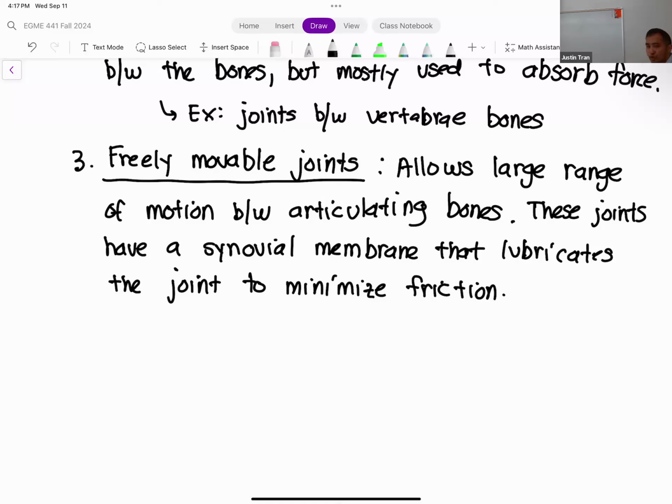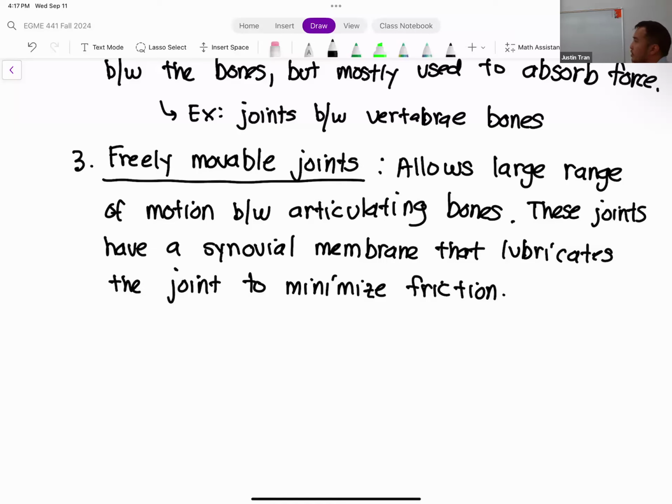So these are joints like your shoulder joint, your elbow joint, your knee joint, your ankle joint. These are the ones that are mostly associated with human movement. And so, of course, this category here is the one we're going to focus on.